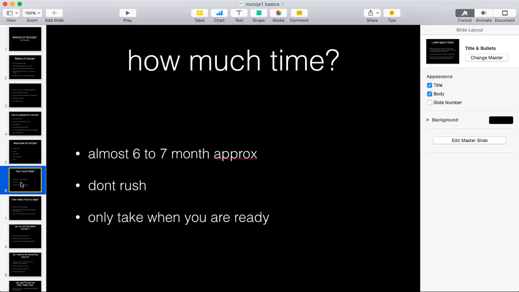How much time do you need? Almost 6 to 7 months you need to study, approximately, when you are giving enough time. Don't rush the exam. You don't want to fail this exam. It's already $1,300 and you don't want to waste your money. Only take it when you are ready. I mean, that's what I'm saying.